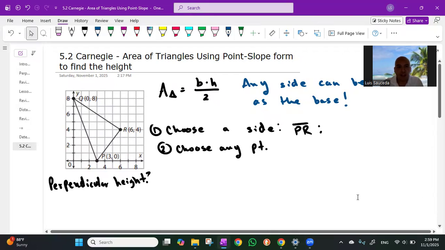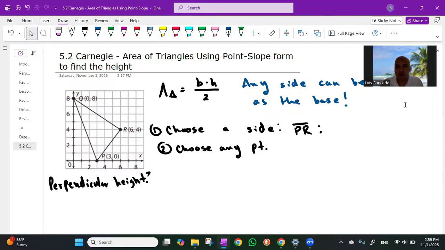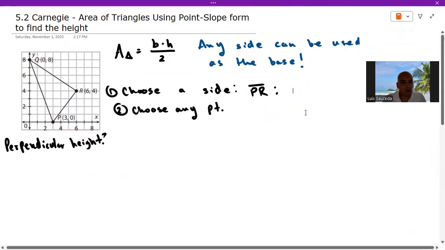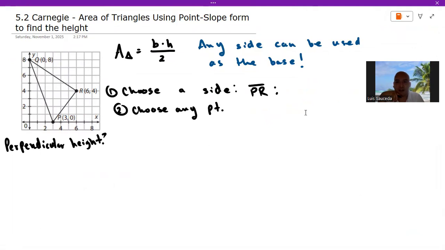I'm a little spooked that they decided to go this route, but hopefully with a little explanation, I'll be able to get you guys going. So basically, 5.2 is area of triangles, but it's not very typical. They give you these slanted triangles on the coordinate grid, and because they're slanted, all the sides of the triangle are diagonal. Being diagonal means that they have slope.